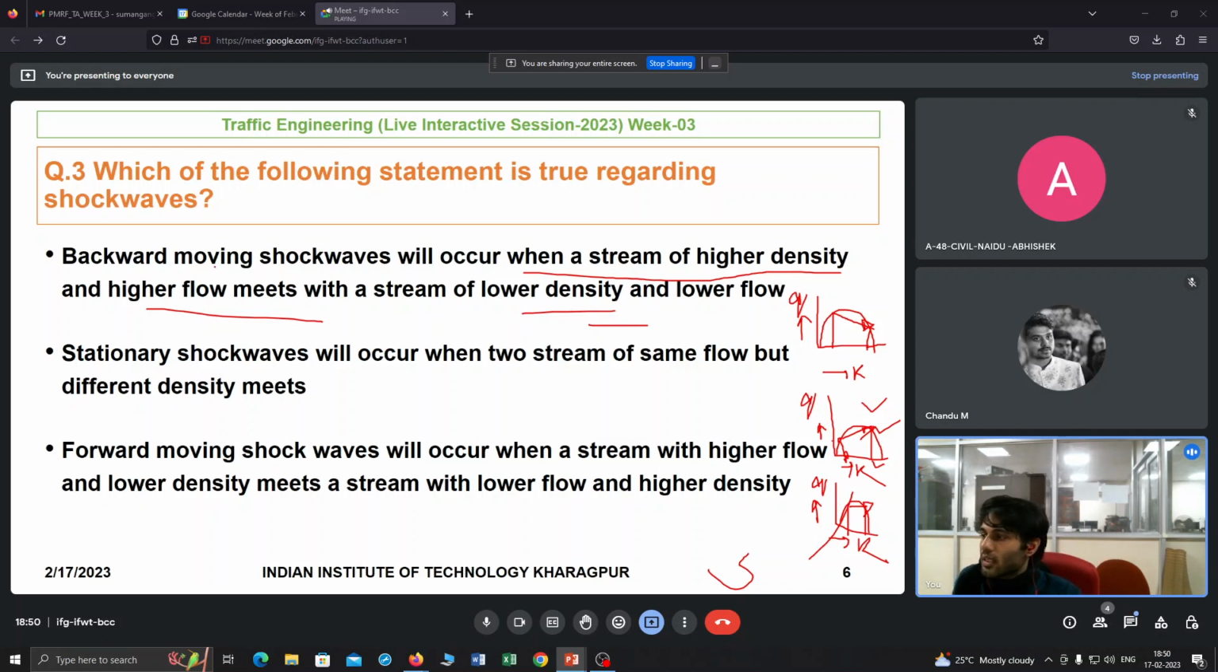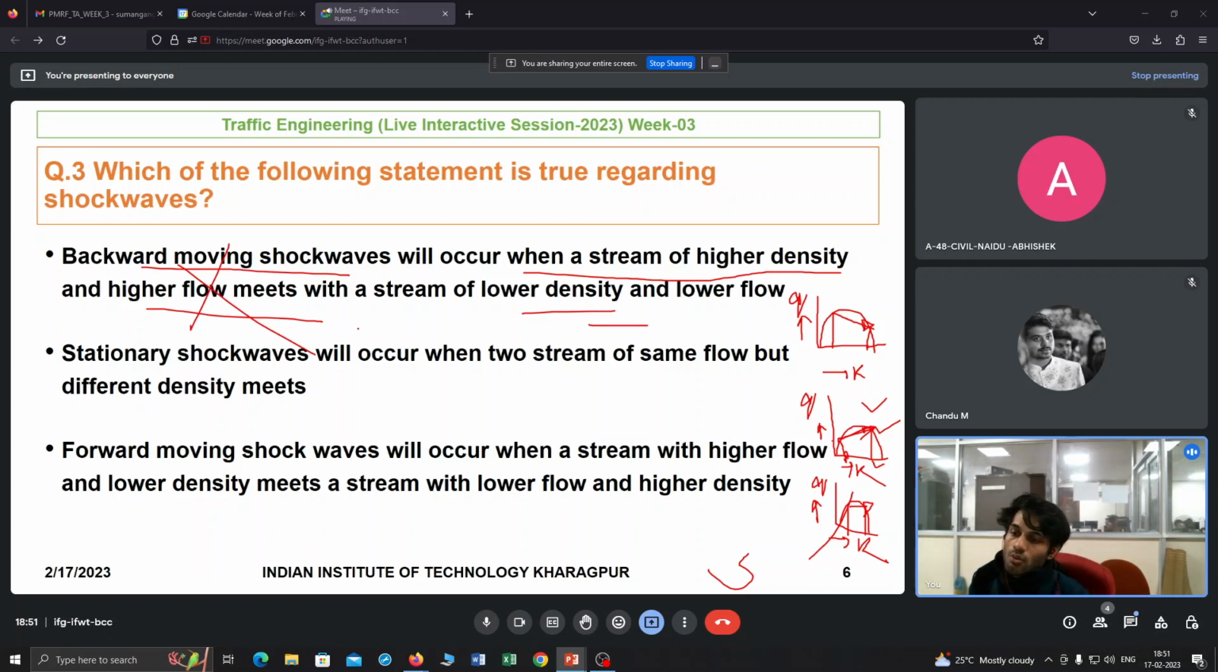Now we are saying that it is the backward moving shock wave, but this is positive, right. The slope is positive only. It is going in this direction, which means it is positive. So if it is positive, it means it is forward moving. It is not backward moving. So it is not true. It is false. So did you get it, or should I discuss once again?